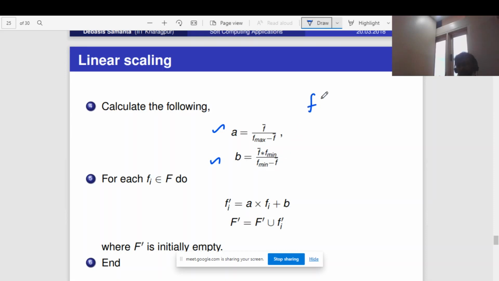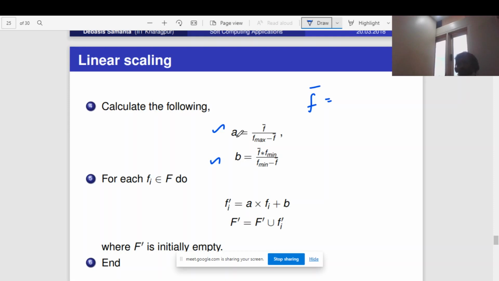What is f dash? Yes, the mean of all fi's. So a is equal to f dash, that is the mean of all fi's, divided by f max minus f dash, and b is f dash into f min divided by f min minus f dash. Okay, so like that we identify a and b.